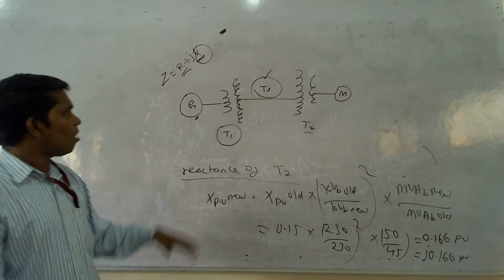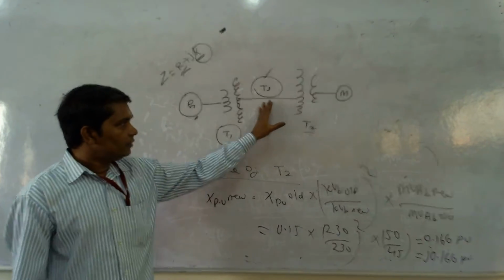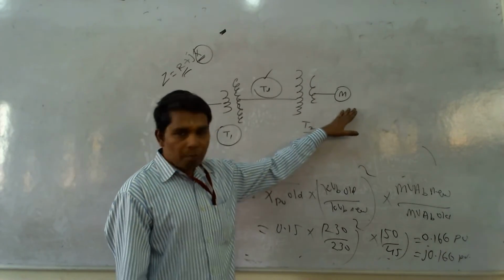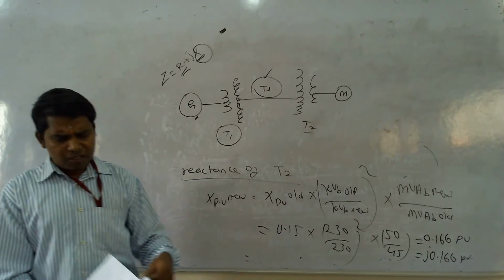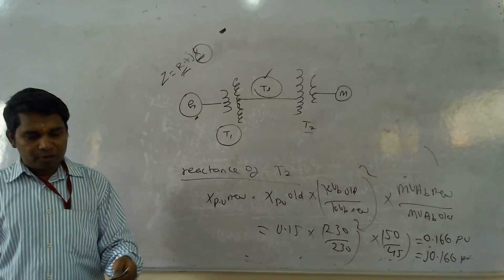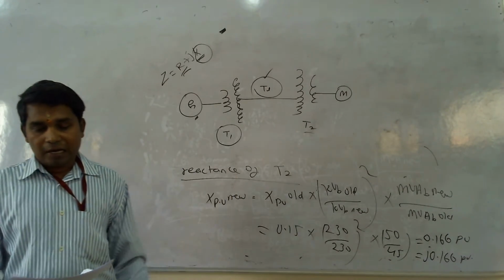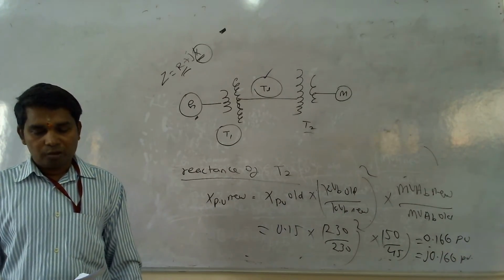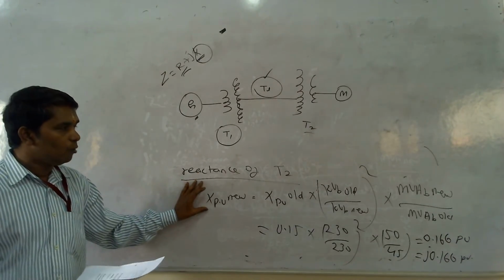So now we have calculated values for the generator, the transformer 1, the transmission line, then transformer 2. Now we only have to calculate the values for the motor. So for the motor also the information is given. Let us see. The motor has 35 megavolt ampere, and the voltage is given as 13.2 kilovolt. The reactance is given as 25%. So we have to use this formula, and this formula will be used for the motor also.